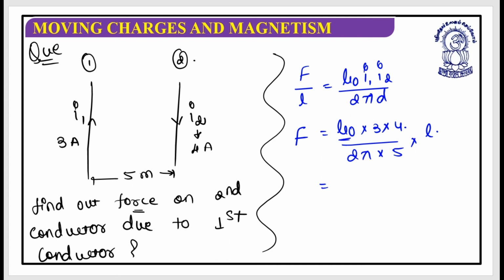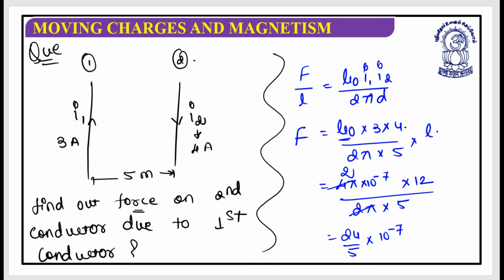Now this mu naught is 4 pi into 10 to the power minus 7, multiplied by 3 4s are 12, divided by 2 pi into 5. Yes, this is 2 pi, 2s are 5. This is 12 2s are 24. So it's 24 by 5 into 10 to the power minus 7 into L Newton. This is the force that is acting.